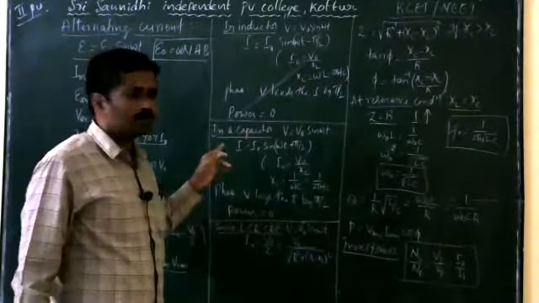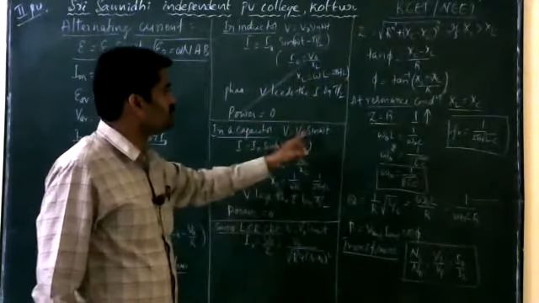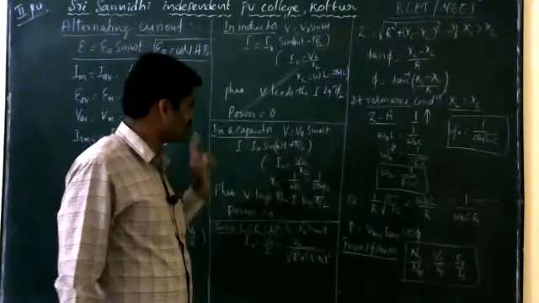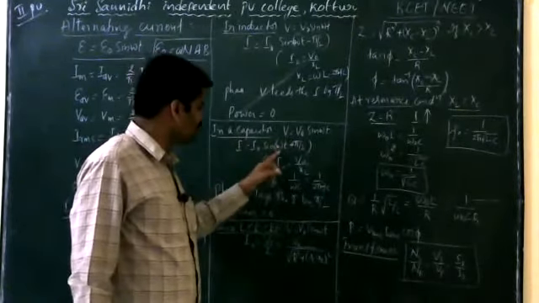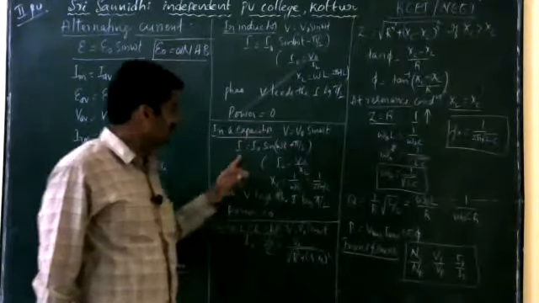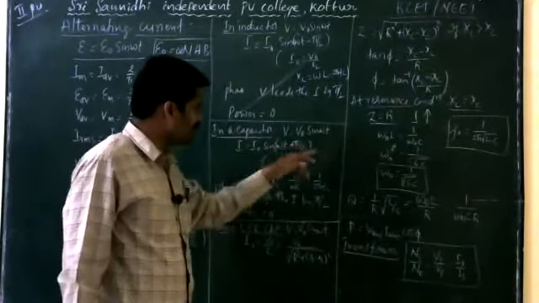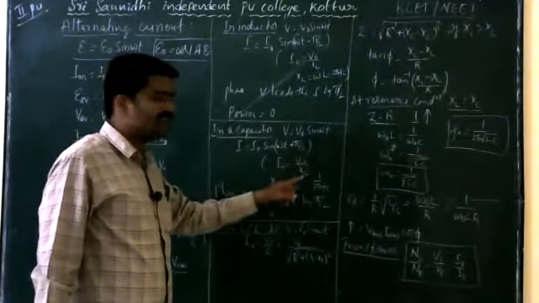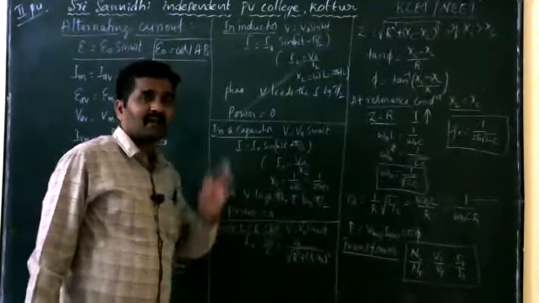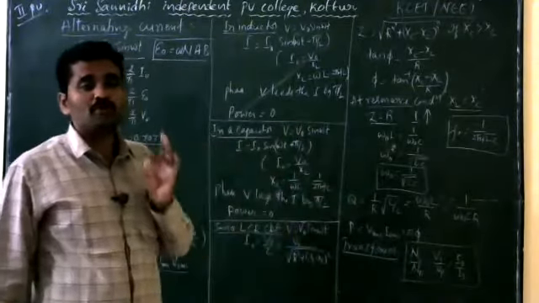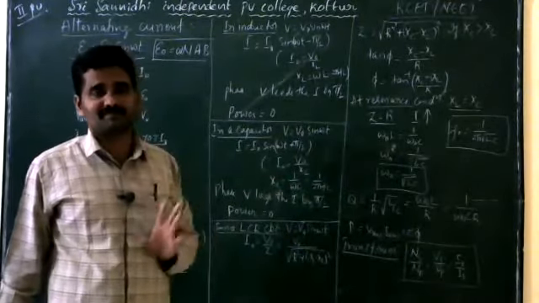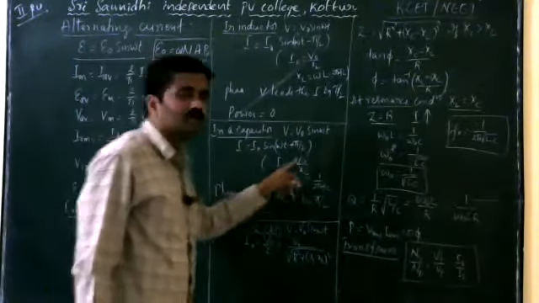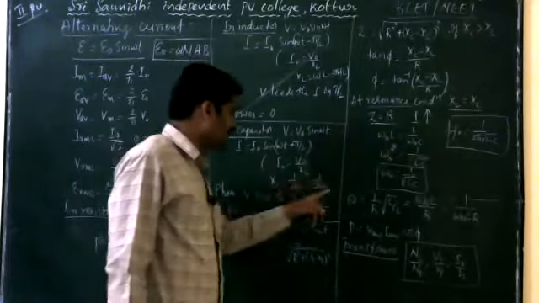In a capacitor, if V is equal to V naught sin omega t is supplied, then I is equal to I naught sin(omega t plus pi by 2). I naught is equal to V naught divided by XC, where XC is the capacitive reactance, the opposition offered in the capacitor. XC is equal to 1 by 2 pi f C.